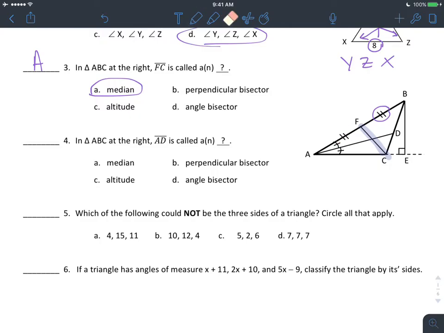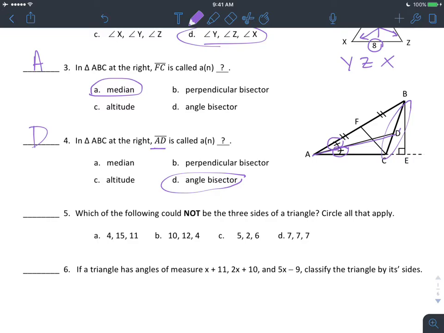All right, this next one is looking at AD. So AD is this line here. It tells us that these two angles are congruent. It doesn't tell us anything about the side BC or any other angles. So the only thing is that AD is an angle bisector.